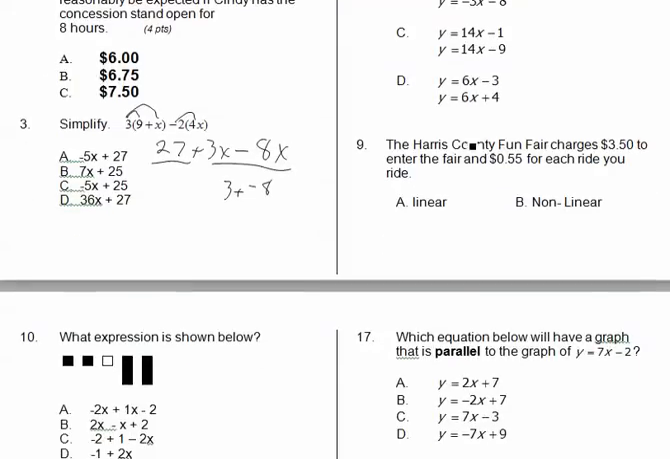So here, the Harris County Fun Fair charged $3.50 to enter the fair and $0.55 for each ride you ride. So would this be linear or not? So if we remember, linear has a constant rate of change. So each ride is the same exact cost. So that is a constant rate of change. So that one would be linear. All right, so I'm going to stop this from page 1.